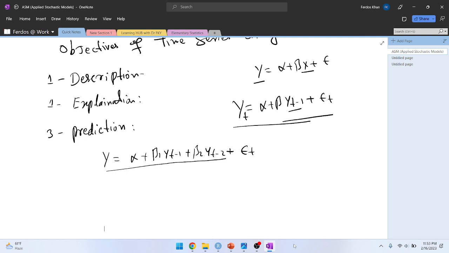So in this lecture we learned what a time series is, what is meant by time, what the types of time series are, what time series analysis is, and then what the objectives of time series are. The four objectives of time series which are very important are description, explanation, prediction, and quality control.